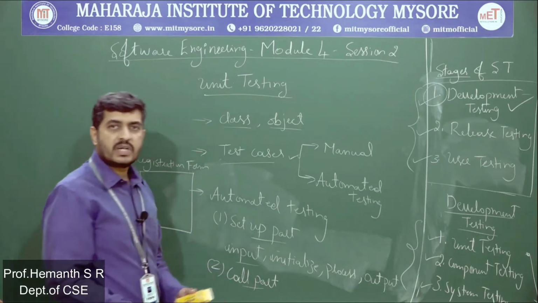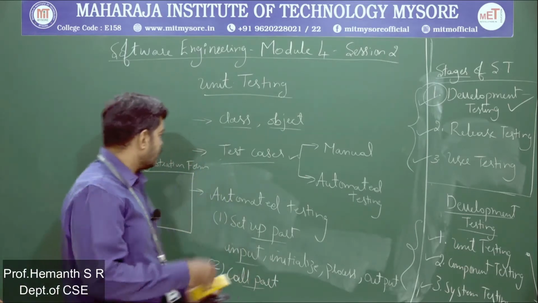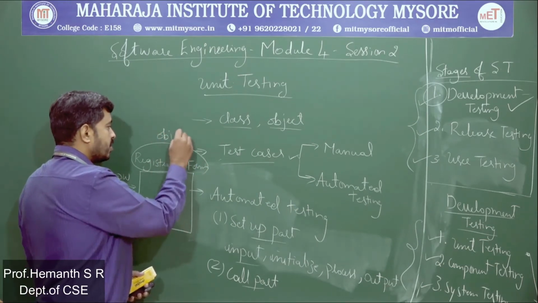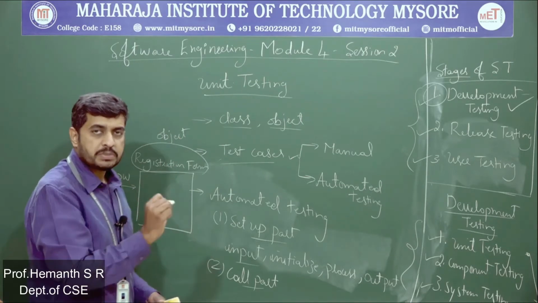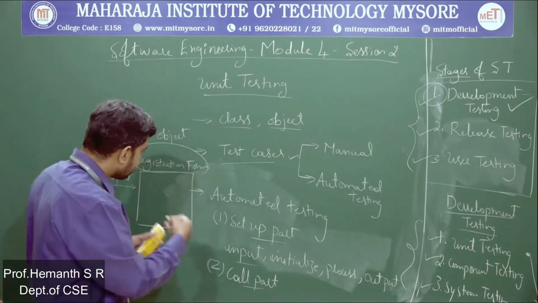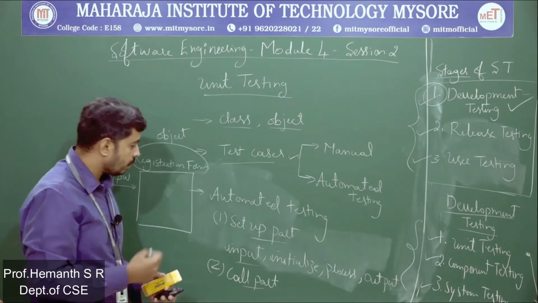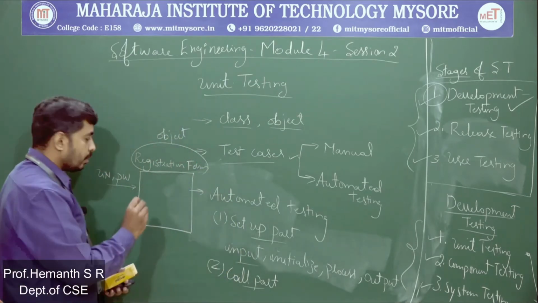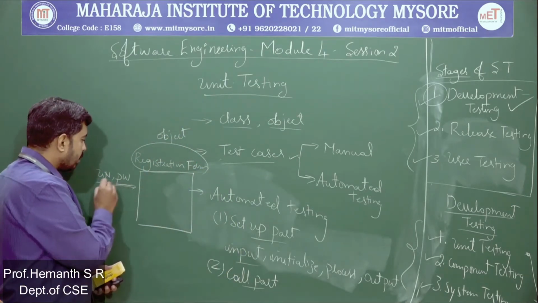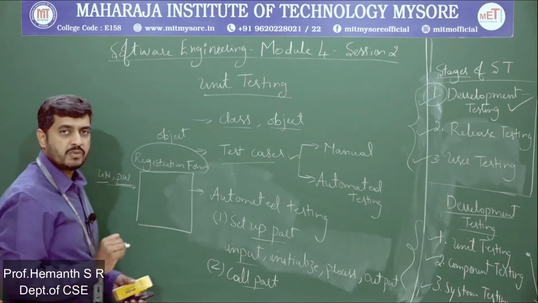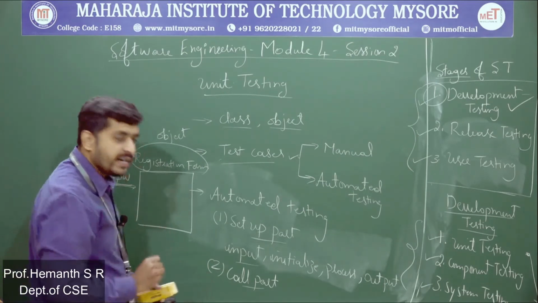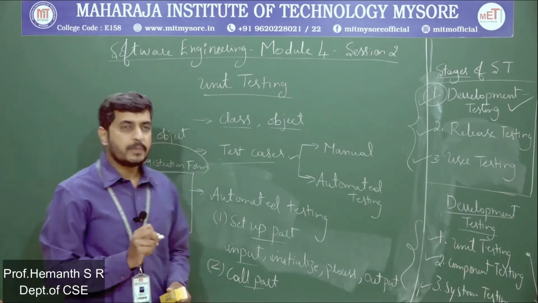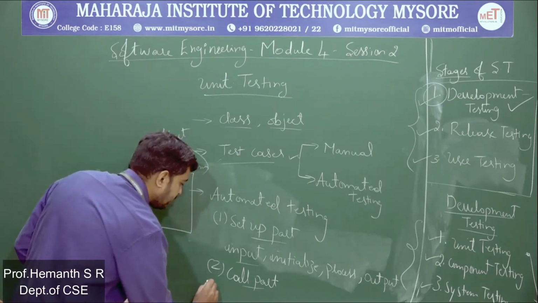Now what is the call part? What exactly happens during the call part? There will be an object associated with this registration form. So this object will be initiated, meaning that the registration form is being initiated. And the input will be given, meaning that a sample username and password will be given to the registration form. So that was the second part, that is the call part. Now what is the third part? The third part is what we call the assertion part.